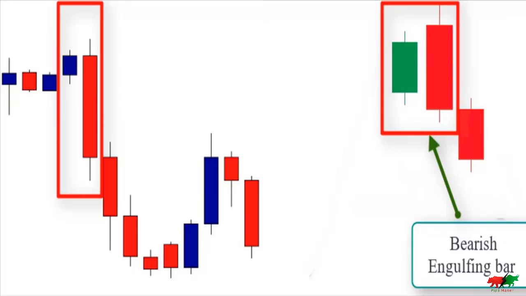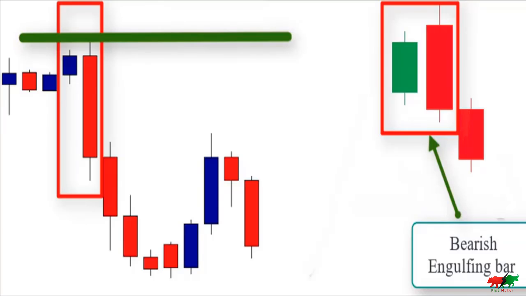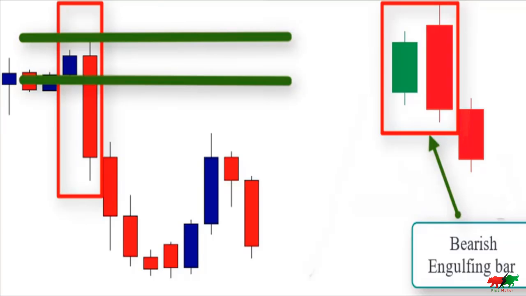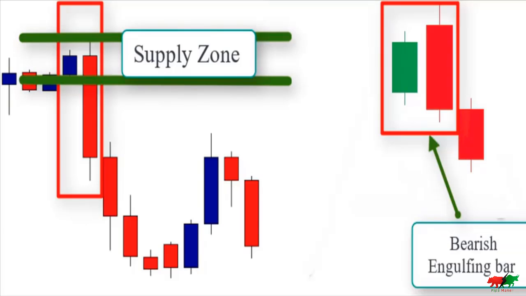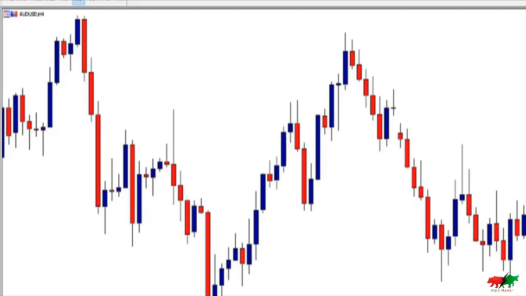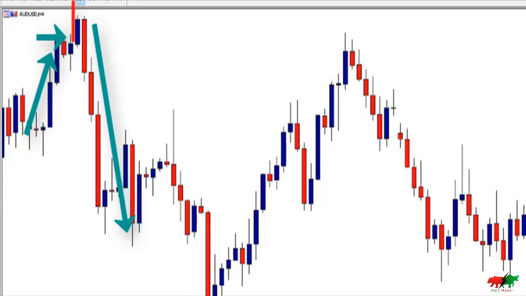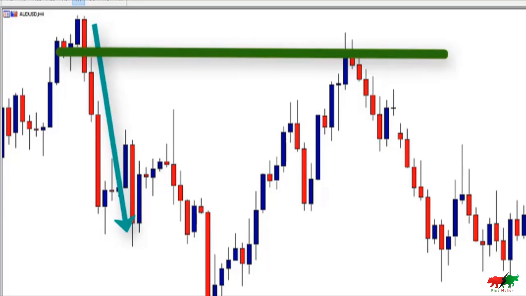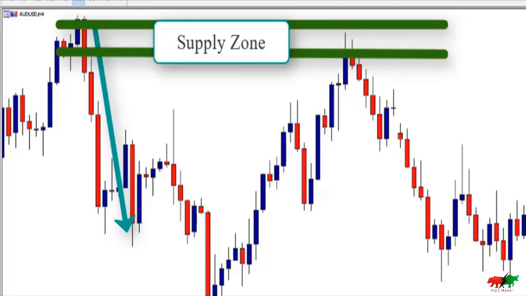So to draw the supply zone, we draw the distal line on the upper shadow of the second candle and the proximal line at the open of the prior candle. We can draw the distal line at the upper shadow of the prior candle if the second candle covered only the real body. Look at some real chart examples. This is the Aussie US dollar 4-hour chart, and this is a rally-based drop supply zone. This bearish engulfing bar is the basic candle. We draw the proximal line at the open of the prior candle and the distal line at the upper shadow of the second candle to get this potential supply zone.